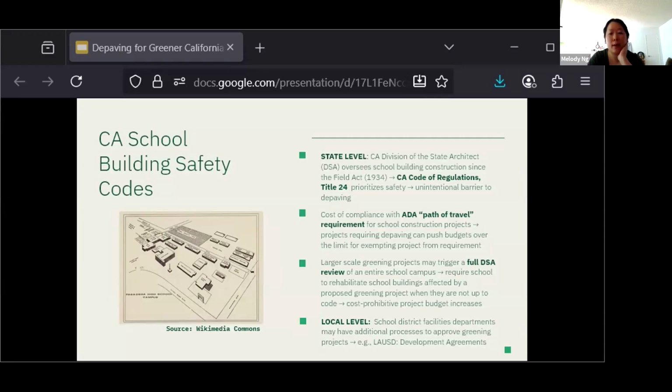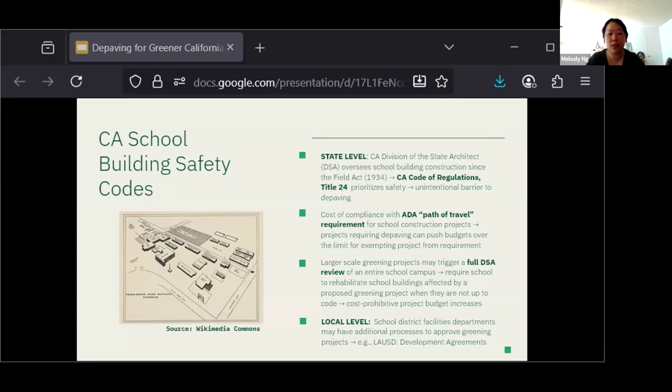The DSA, which created these regulations, has an outsized role in approving greening projects that require depaving. They were empowered, as was mentioned previously, to oversee all school facilities, construction, and improvements in California through the Field Act in 1934. Building safety standards for schools developed through the Field Act were even more stringent than the standards covering most types of other buildings in the state.